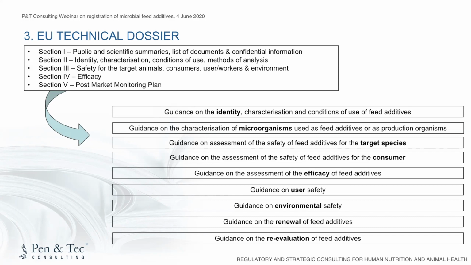As I mentioned earlier, during this presentation, we will specifically focus on the guidance for the characterization of microorganisms used as feed additives or as production strains. Bear in mind that production strains can be genetically modified or not, but live microorganisms used as such are outside the scope of this guidance and would fall under the GMO regulation 1829 from 2003 rather than under the feed additive regulation, which is 1831 from 2003.